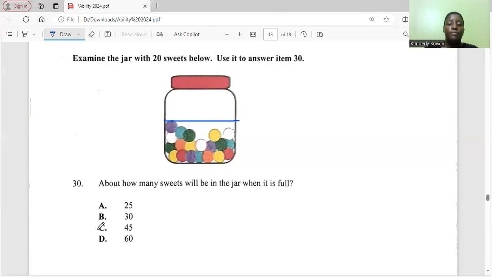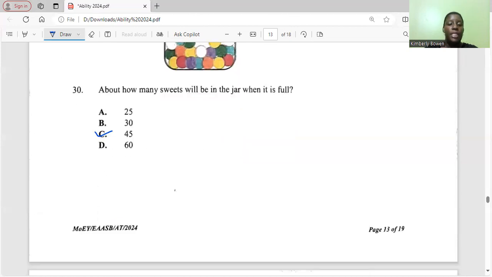I went with 45 because I'm doubling the number of sweets that is in there and then adding a little bit more, and I think that would fill the jar. I think 60 would be too many sweets because I don't think the jar can take 3 times the amount that is already in it. So 45 is my answer.